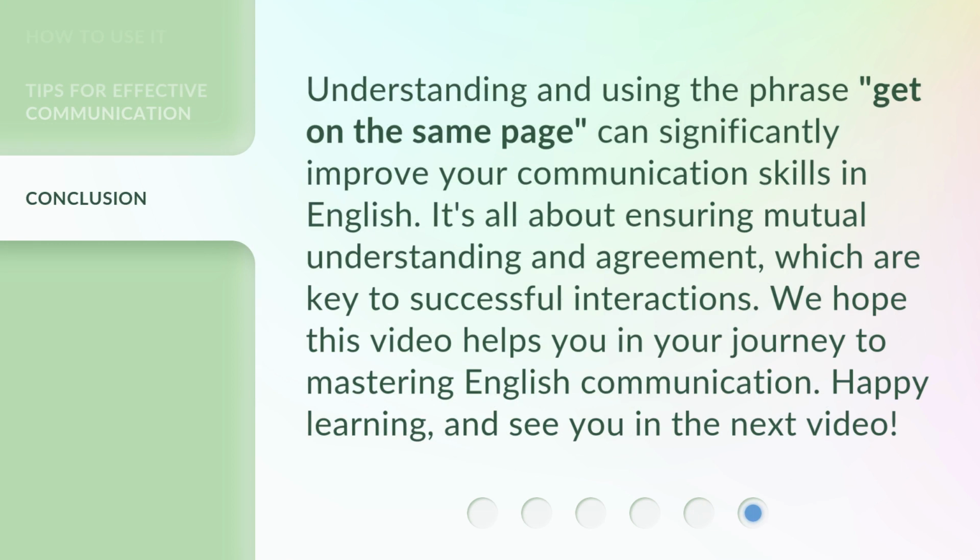Understanding and using the phrase, get on the same page, can significantly improve your communication skills in English. It's all about ensuring mutual understanding and agreement, which are key to successful interactions.